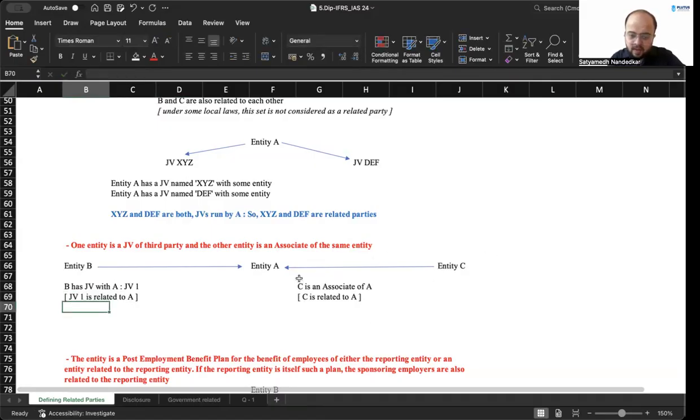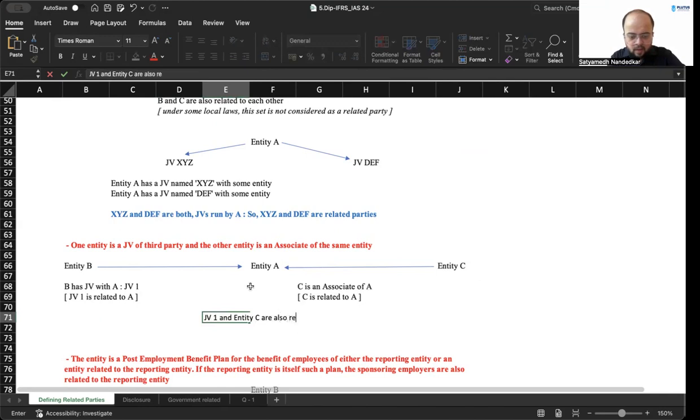C is an associate of A. C is related to A. What they are saying is JV1 and entity C are also related parties. So C and A are related, JV1 and A are related, and C and JV1 are also related.